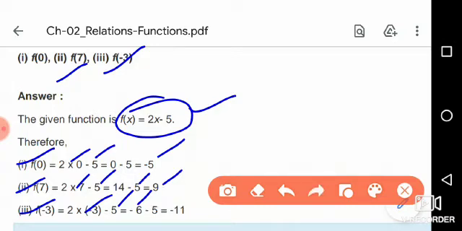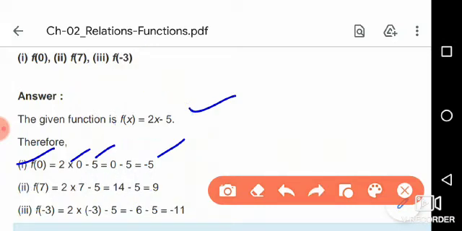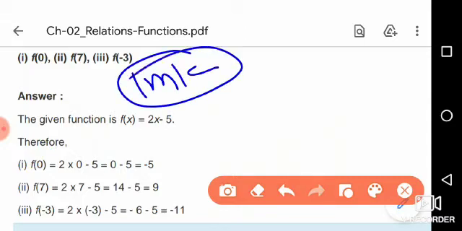My dear students, these questions will be expected in the examination for 1 mark. Any one of the above examples will be given to you, which carries 1 mark.